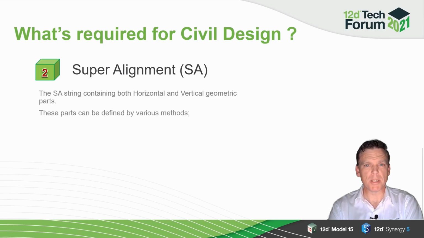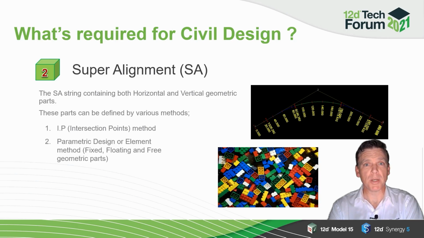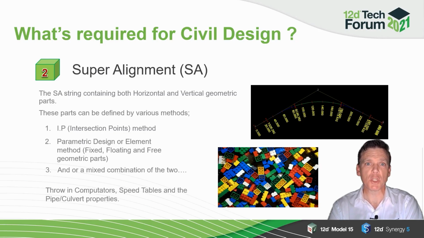So the super alignments, often referred to as SA on the toolbars and in other menus across 12D, provide the horizontal and vertical geometry, as I said. And these can be designed by various methods. There's the intersection point method, the parametric design or the element method. I often refer to this one as a bit like the Lego box because there's a lot of different elements we can sort of snap together to build up our geometry. Or we can actually use a mixture of the two, the intersection point and the parametric design or element method.